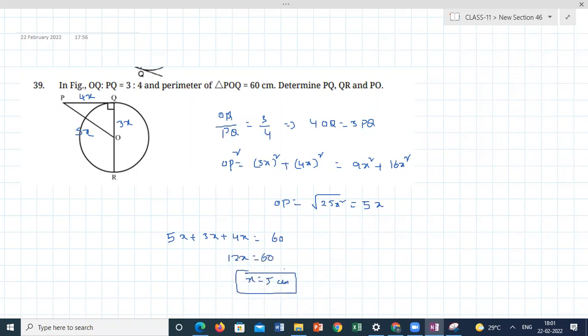So once I got x is equal to 5 centimeter, straight away I can apply OP is equal to 5x, that is 25 centimeter. OQ is equal to 3x, that is 15 centimeter. And PQ is equal to 4x, that is 20 centimeter. Hope you are clear how I got these values. Everyone, is it clear?